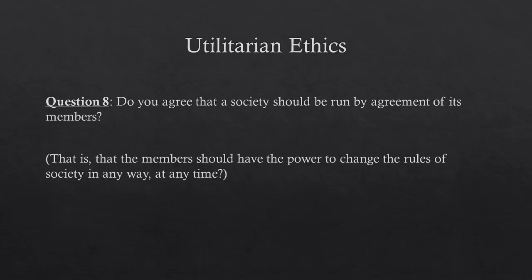Question 8 follows on the heels of question 7. Do you believe that a society should be run by agreement of its members? That is, that the members should have the power to change the rules of society in any way at any time. Well, if you believe in deontic ethics, then the answer is no, because the rules are not set by society. But if the idea of right and wrong depends on people, then there is no other possible source of right and wrong other than people.